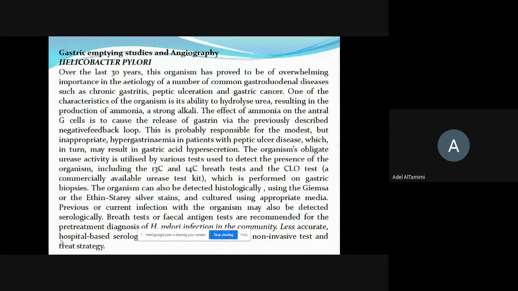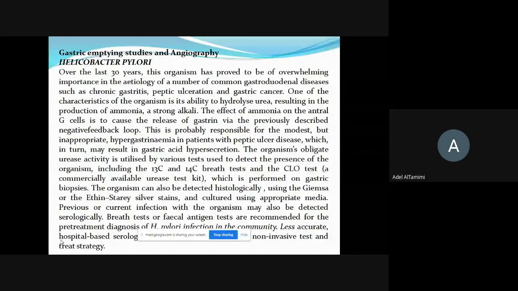The organism is also detected histologically by taking an endoscopic biopsy from the pylorus, using the Giemsa stain or Warthin-Starry silver stain, and can be cultured in a special medium in order to detect this organism. Previous or current infection with the organism can also be detected by a high titer of anti-H. pylori antibody in the blood.